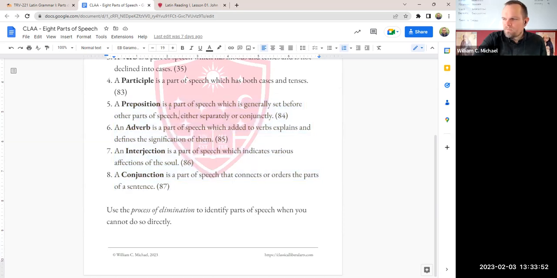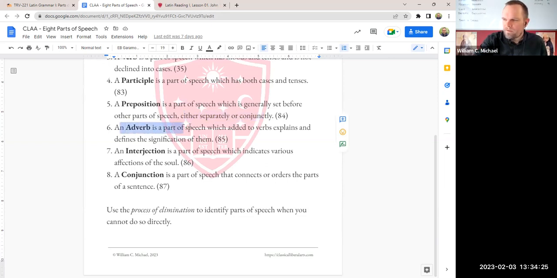Preposition. A preposition is a part of speech which generally is set before other parts of speech, either separately or conjunctly. Is the word et set before other parts of speech? No, it's not. Sometimes it's set after, right? I can say this and that. So and can be set after a word, not just before. It's not necessarily set before other parts of speech.